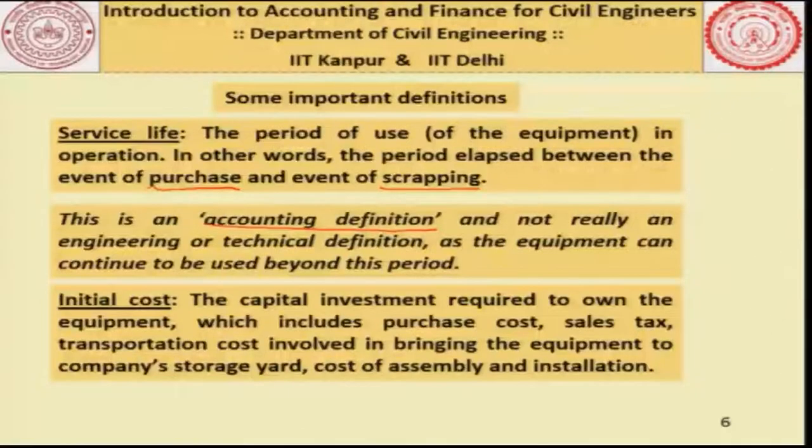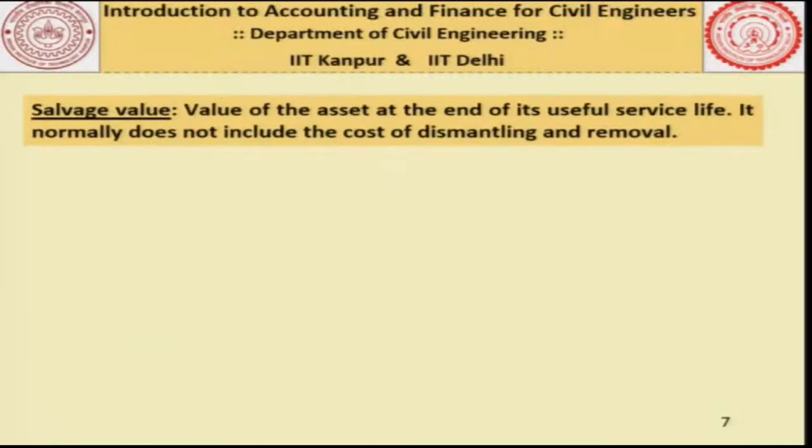Initial cost, that is the capital investment required to own the equipment, which includes the purchase cost, sales tax, transportation cost involved in bringing the equipment to the company storage yard, cost of assembly and installation and so on. So, that basically is the initial cost of the equipment. Continuing further, there is something called a salvage value, and it is the value of the asset at the end of its useful service life. Once again, here we are referring to the accounting service life, and it normally does not include the cost of dismantling and removal, but that is something which can always be incorporated once you want to do that.